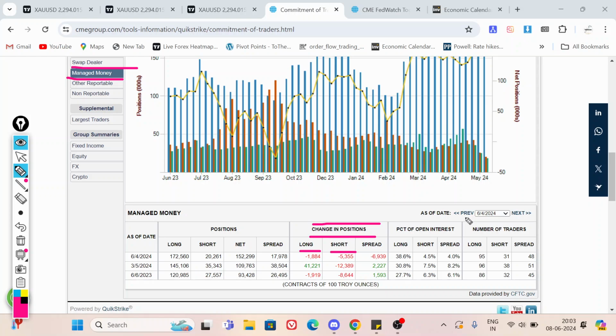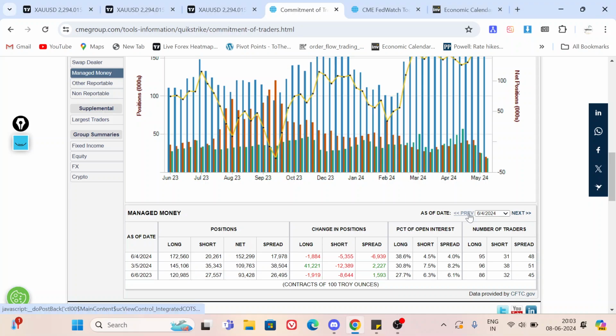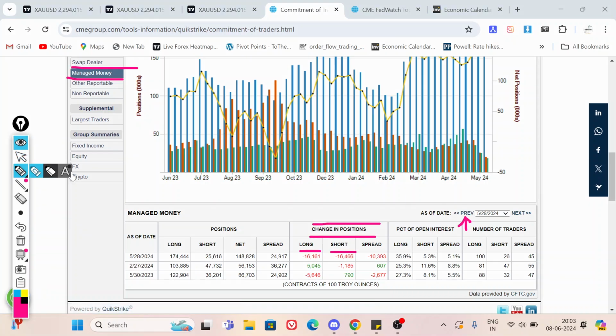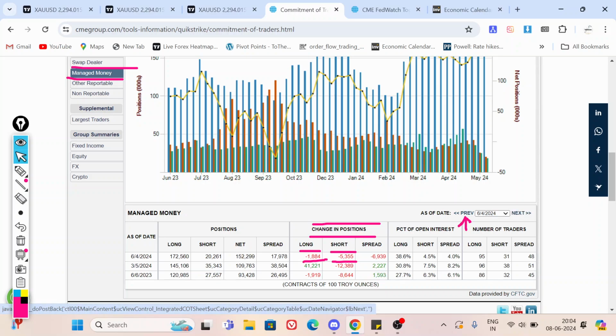Let me get back to the previous report. From here you can see that in the previous week also they decreased their long positions and they also decreased their short positions. And in the previous week we saw consolidation in gold, but this week we have seen a bullish rally and a bearish rally. So the current COT report is not reflecting any one directional move, but overall we are in correction.